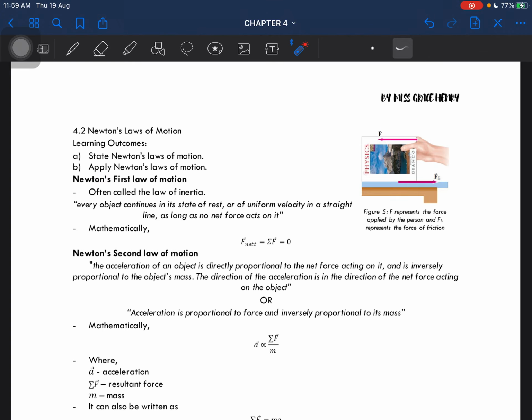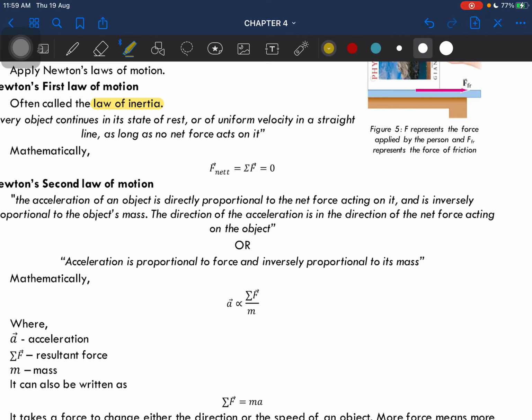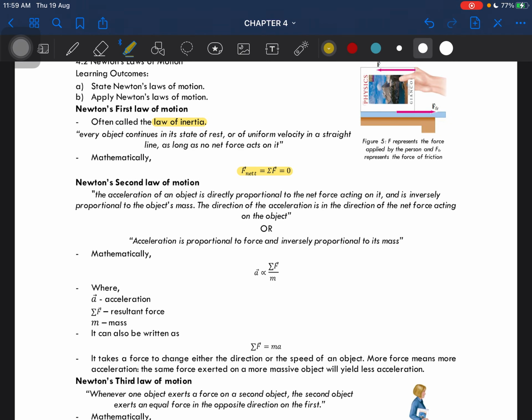Alright? So the first law of motion is often called the law of inertia. It states that every object will continue in its state of rest or in uniform velocity as long as there is no net force acting on it. Mathematically, we can let the total force or the net force be equal to 0. So that is the first law of motion.